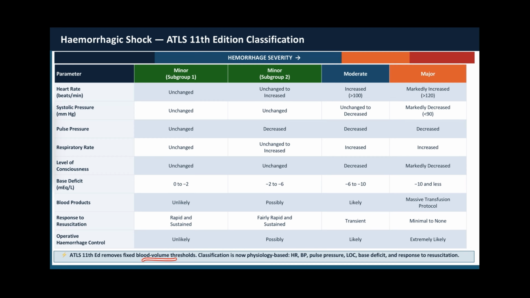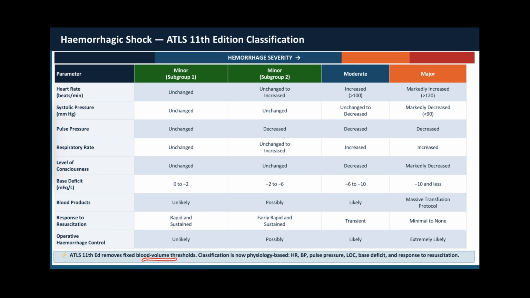Another key principle is this: a normal blood pressure does not exclude significant hemorrhage. Young patients and pregnant females can compensate well until they suddenly decompensate. Always look at the whole patient, not just the monitor.